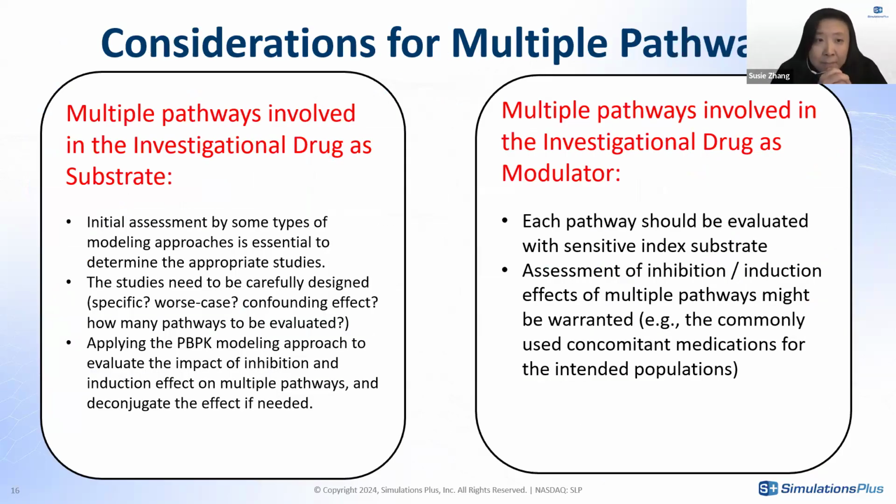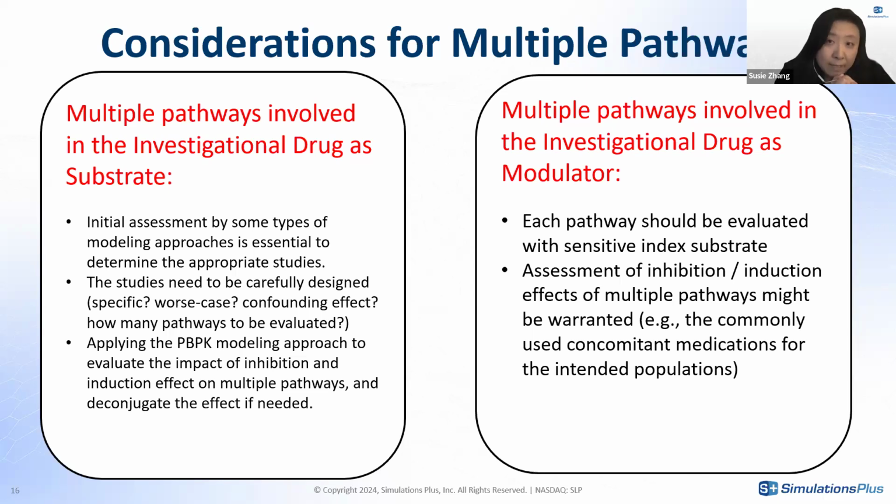Yeah, I can take on that question. So when multiple pathways are involved, things get complicated. One pathway, you probably only need to consider one pair. Two pathways, you won't be doubled, but maybe tripled in terms of considerations. When multiple pathways are involved for the investigational drug as a substrate, it's more complicated. For initial assessment, you can use some modeling and simulation approach to determine the appropriate studies. For example, you need to do some in vitro to in vivo extrapolation to determine which is the main pathway, and the extent, to have some ideas before you even start the clinical study.